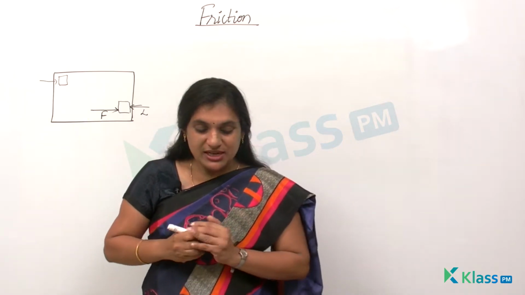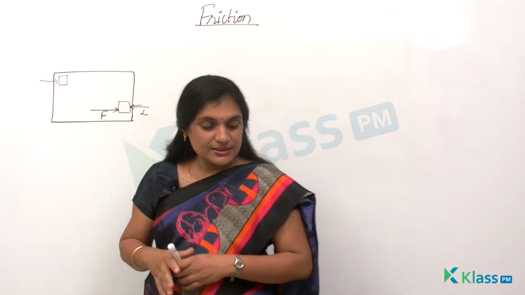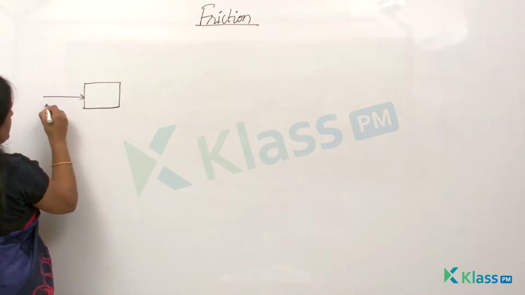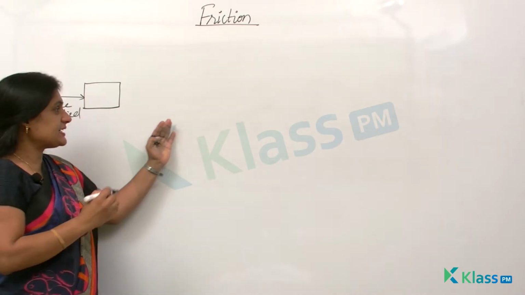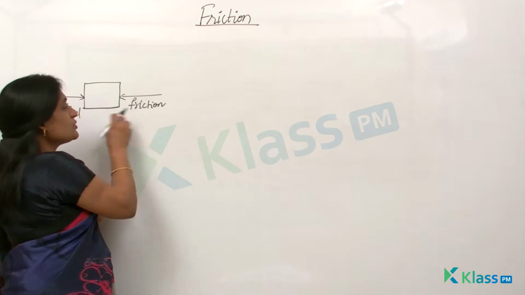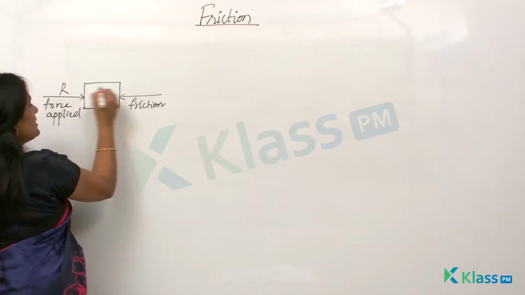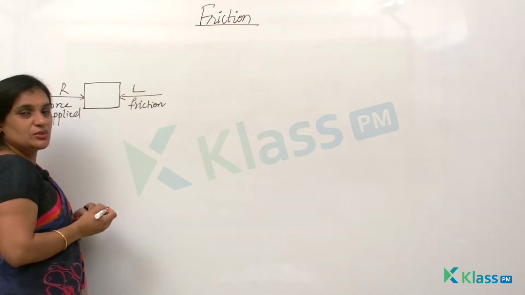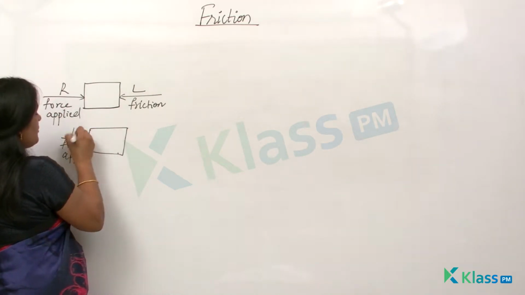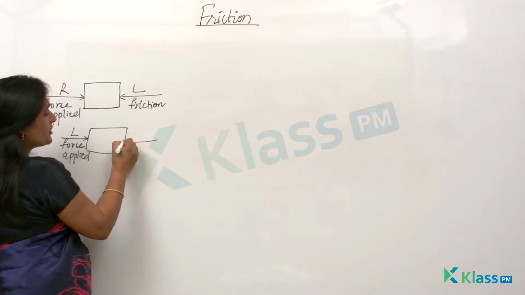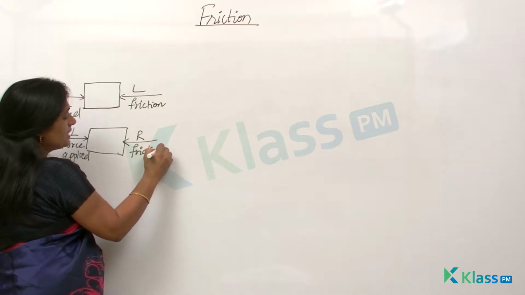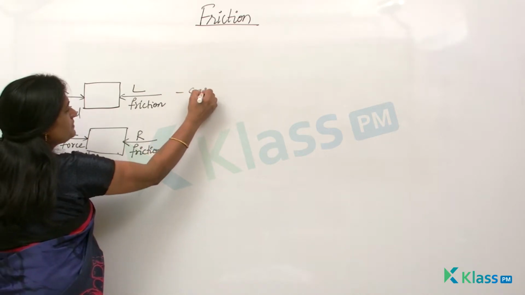So what did you understand? You have seen that in both the cases, say this is the book, if the force is applied in the direction of the right side, then the friction acting on it will be towards the left. In the same case, if the force applied is from the left, then the friction will be from the right. See, this is case 1, right?